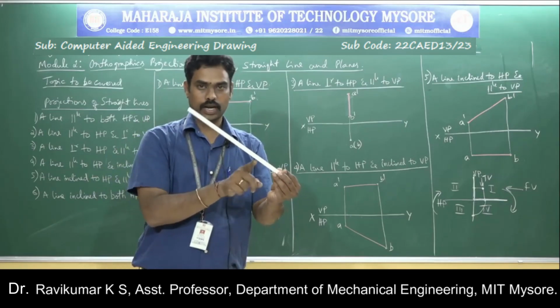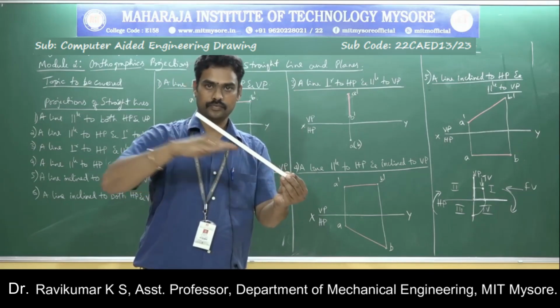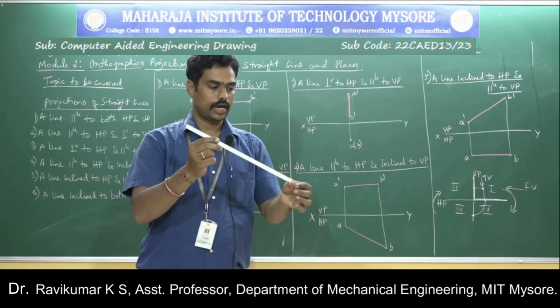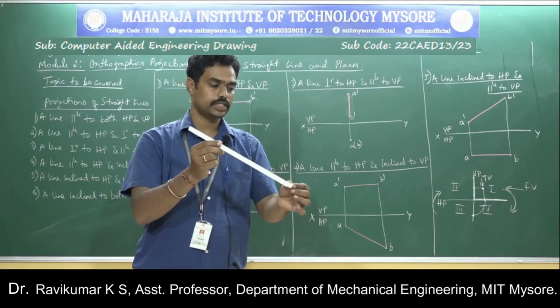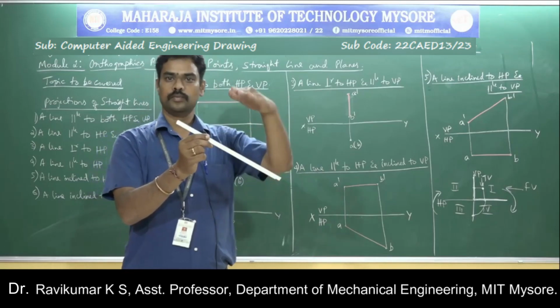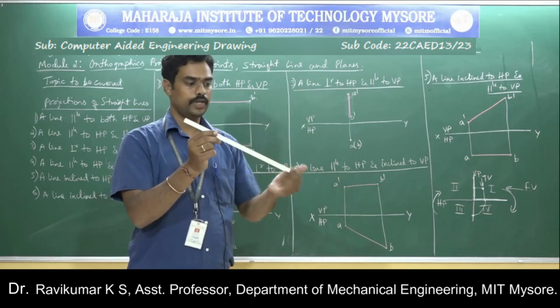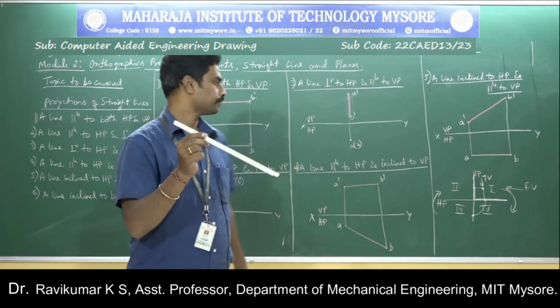Therefore, it is said to be inclined to HP like this. It is inclined to HP with some inclination. Since I have not changed the distance from this point to the vertical plane and this point to the vertical plane, it remains parallel to VP. So this is the position parallel to VP, inclined to HP.